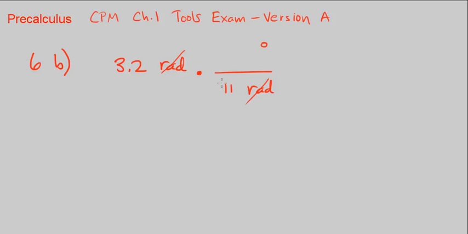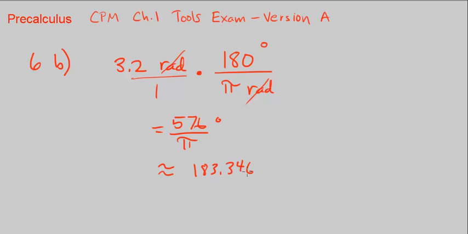We know pi radians is equal to 180 degrees, so we just multiply across. 3.2 times 180, 1 times pi. 3.2 times 180 is 576. 1 times pi is pi, and this is degrees. You could plug that in your calculator and you would have gotten 183.346 degrees. Either one of these is the same, and you'd be done with part number 6.